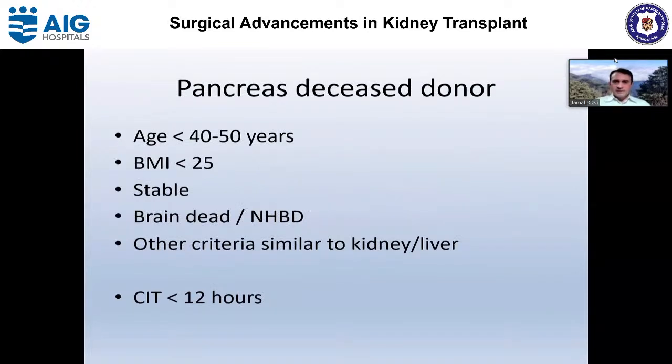When it comes to the deceased donor, we have to be fairly choosy compared to the expanded criteria donors we can take for liver and kidney. Age should be less than 40 or 50 in some instances, although countries like the UK are actually pushing these boundaries and going older and older. The donor should be non-obese, should be stable and not on many inotropes. It can be brain dead or non-heart beating, although non-heart beating is less commonly practiced. And there should be every effort to keep the cold ischemia time below 12 hours.